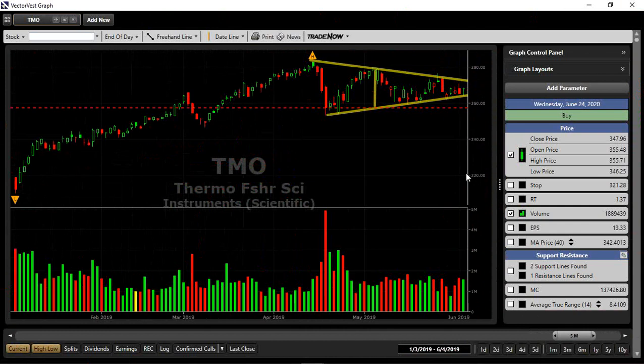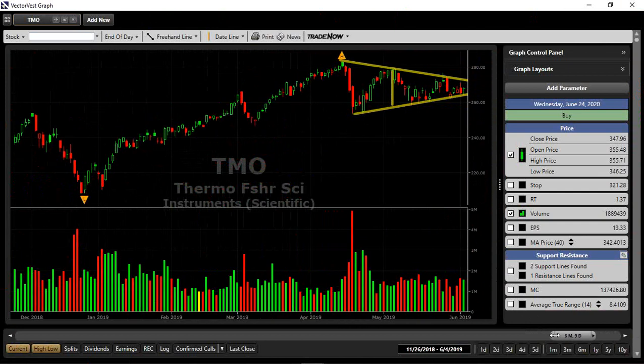Here we have TMO. A triangle can be a continuation pattern. It can also be a reversal pattern as well. There are three different types of triangles: a symmetrical triangle, similar to the one that we're looking at here, and also ascending triangles and descending triangles. Both, oddly enough, can be either reversal patterns or continuation patterns. It just depends on where the stock breaks out or down after the triangle comes to fruition.